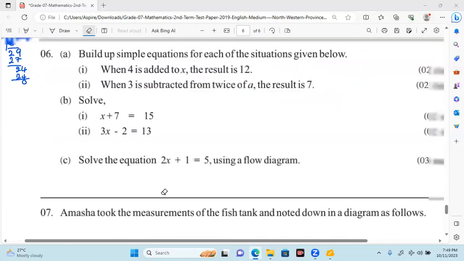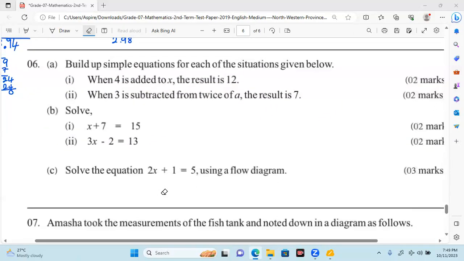Okay, in the 6th question, build up the simple equations for each of the situation given below. Okay, when 4 is added to x, the result is 12. That means x is an unknown term. So 4 is added to x. It is equals to, that means they have mentioned that result is 12. That means it is equals to 12.